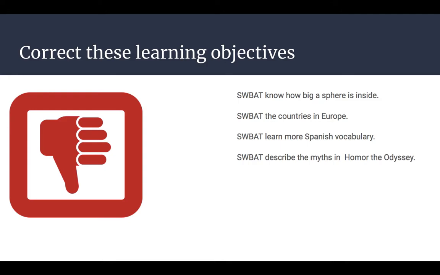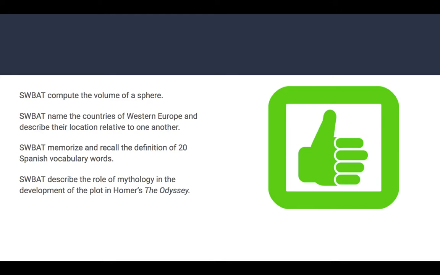So here are some poorly written learning objectives. Students will be able to know how big a sphere is inside. Students will be able to know, this is supposed to say no, the countries in Europe. Students will be able to learn more Spanish vocabulary. Students will be able to describe the myths in Homer's the Odyssey. Those have problems because they're so vague. It's going to be hard for me to determine whether or not my students are, in fact, on the route towards success to get to the specific destination.